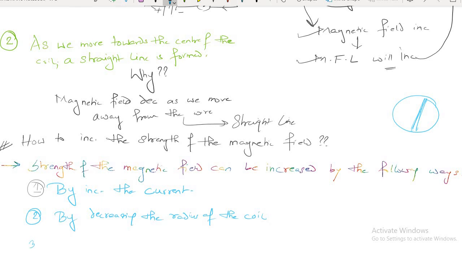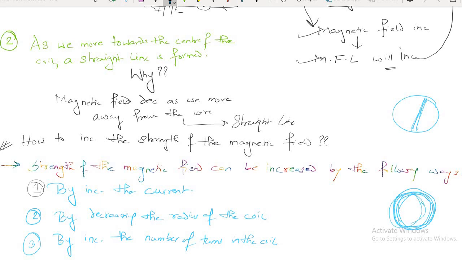And the third one, try to remember, by increasing the number of turns in the coil. In this case, I have taken only one turn. But if you use a wire with a large number of turns, then what will happen? The magnetic field will increase. You will read the cause of this third point in your higher classes. Why does increasing the number of turns increase the magnetic field? We will not discuss this thing here.